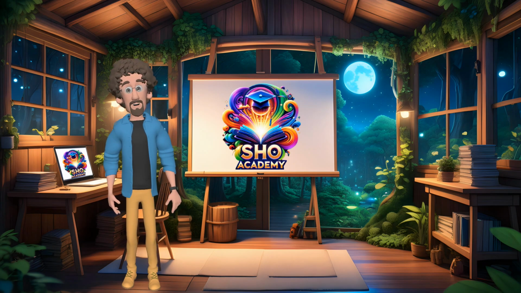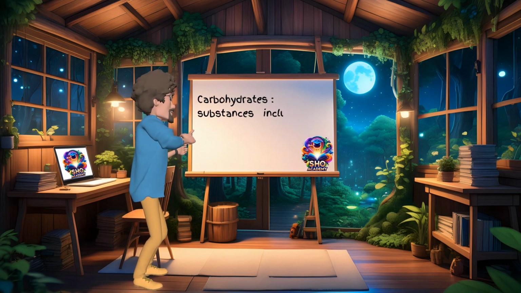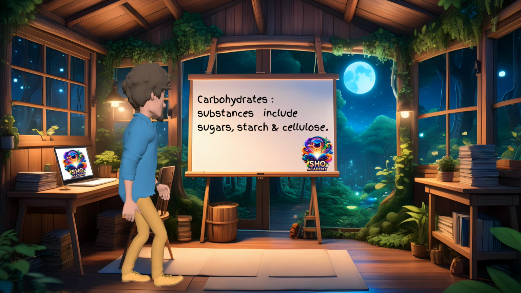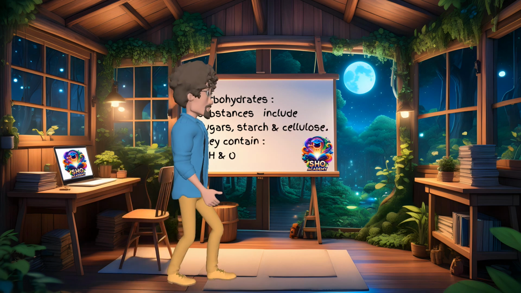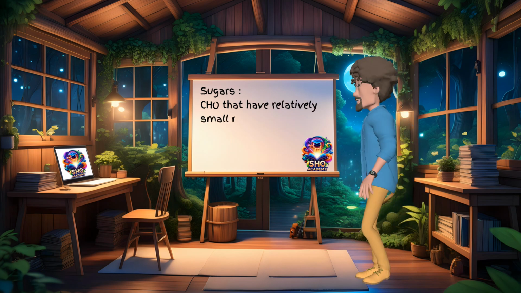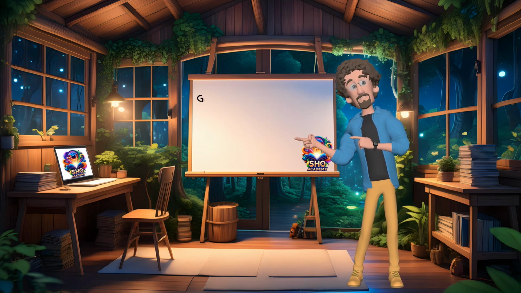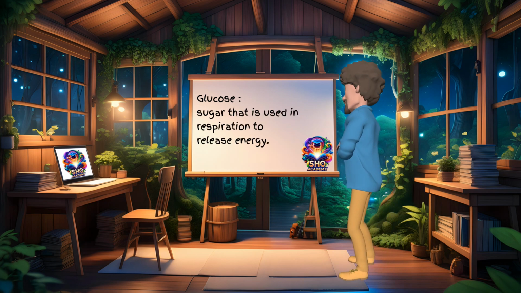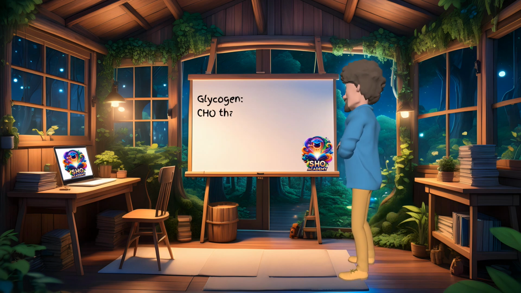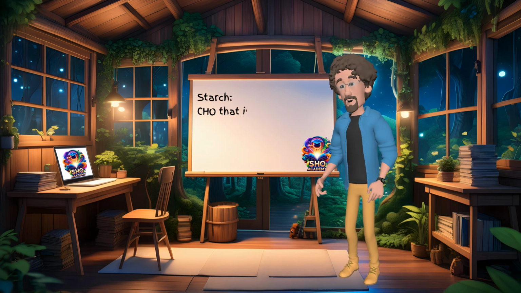Let's go over the keywords exactly as they appear in your textbook. Carbohydrates are substances that include sugars, starch, and cellulose. They contain carbon, hydrogen, and oxygen. Sugars are carbohydrates that have relatively small molecules. They are soluble in water and they taste sweet. Glucose is a sugar that is used in respiration to release energy. Glycogen is a carbohydrate that is used as an energy store in animal cells. Starch is a carbohydrate that is used as an energy store in plant cells.